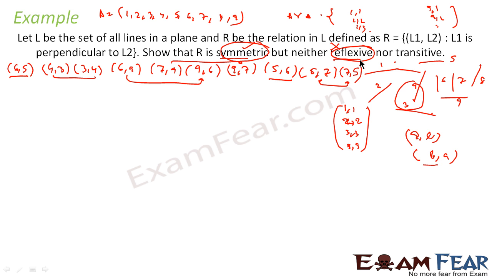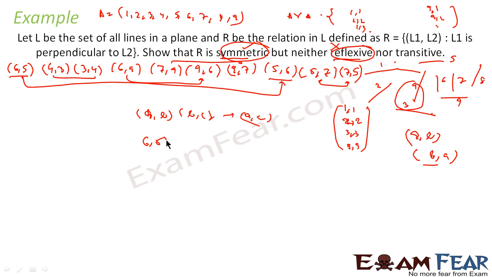For transitive, I told you that if (A, B) is there and (B, C) is there, then (A, C) should also be there. Let's take an example. (6, 5) is there. Correct? Let's take one more starting with 5, this (5, 6). If you pair (6, 5) and (5, 6), what you get? You get (6, 6). But (6, 6) is not there in this. So this is not transitive. Correct.